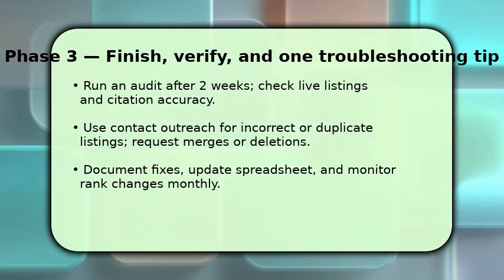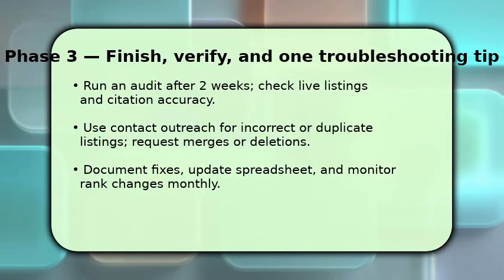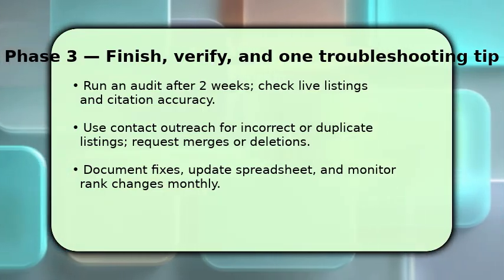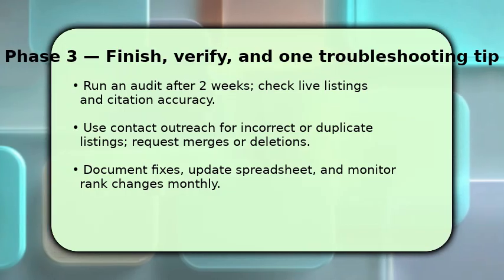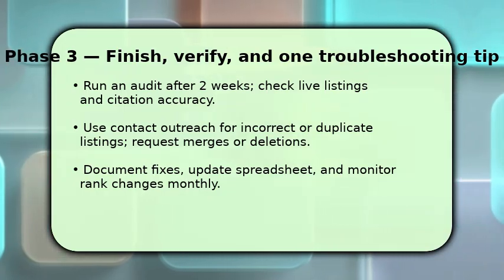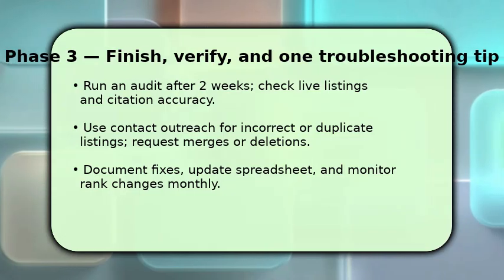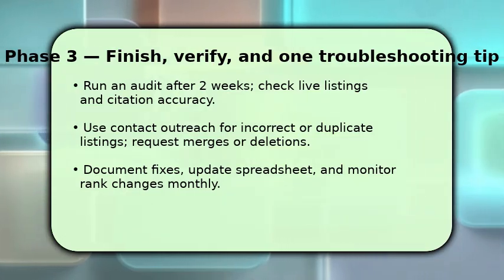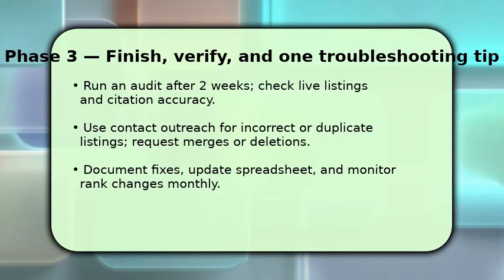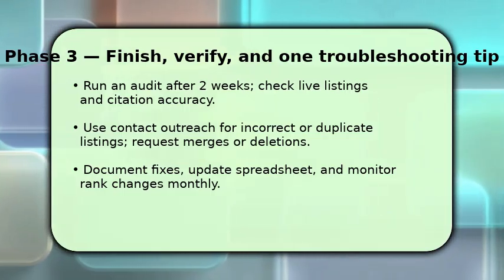You finish by verifying every citation is live and accurate. Wait up to 2 weeks, then audit the list and click through to confirm details. If you find duplicates or errors, contact site support to request merges or deletions and follow up with proof of authority. This prevents fragmented signals.